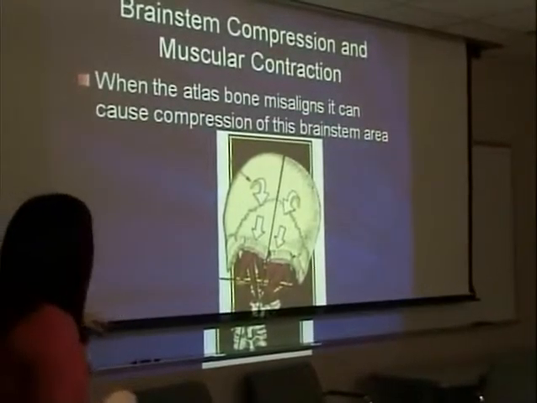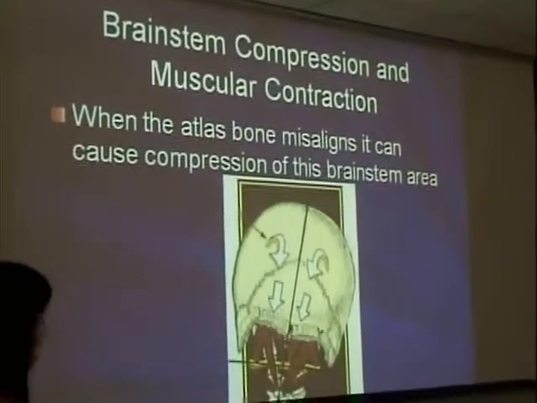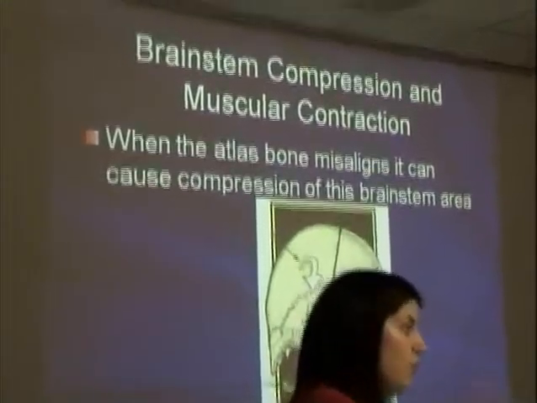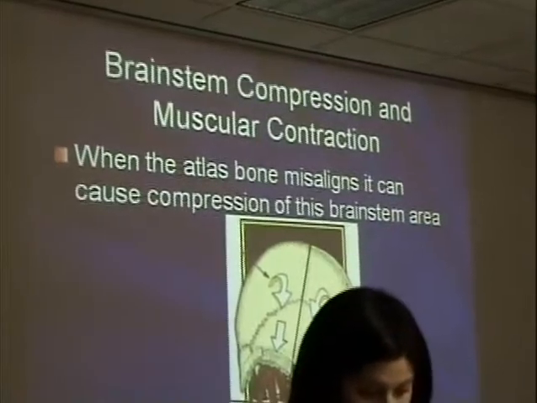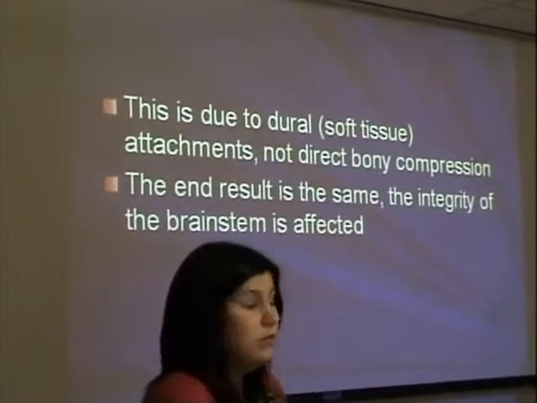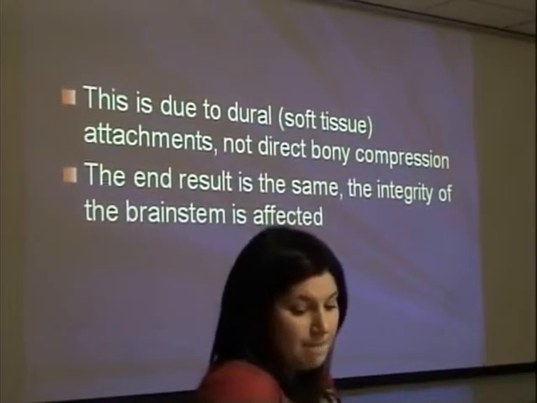I talked a little bit about this too. And it says when the atlas bone is misaligned, it can compress on the brainstem area. And remember, the brainstem is where every single muscle control center for your whole body sits. So it's the fuse box of how your muscles work. So due to the dural or soft tissue attachment, there's no bony compression. We talked about it being a free floater.